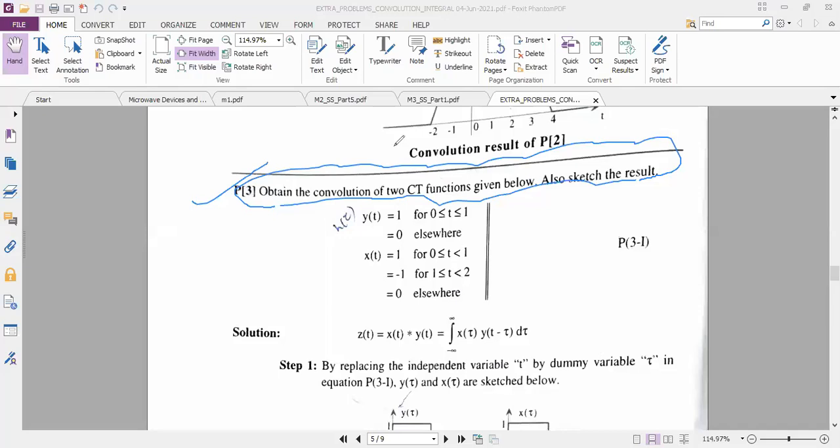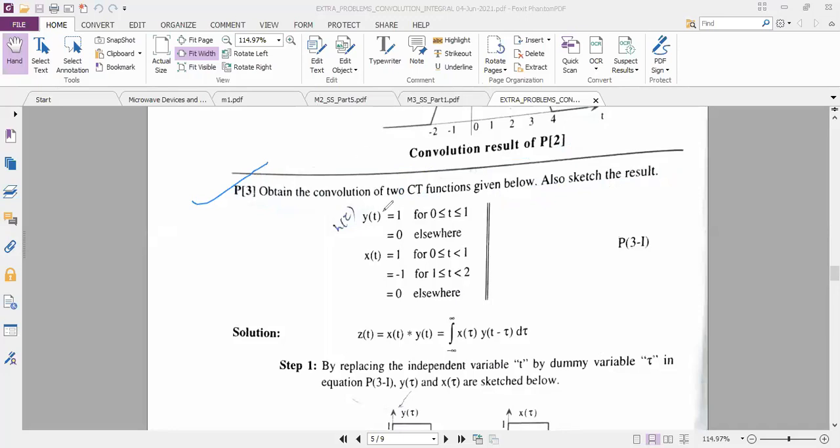So the question is, obtain the convolution of two continuous time functions given below and also sketch the result. Sketch the result means the y of t expression we get, that we have to draw in the form of waveform.